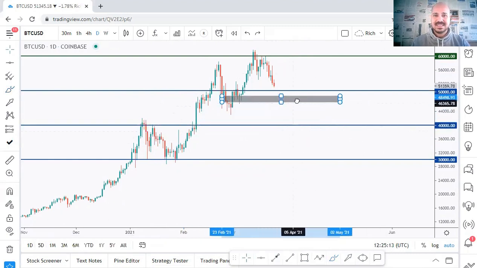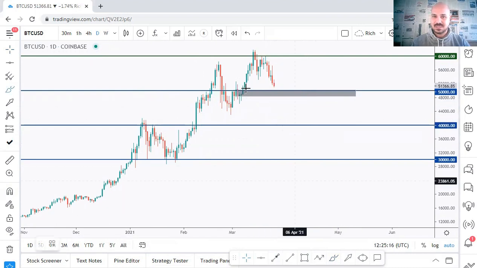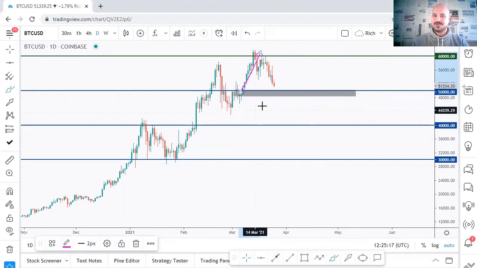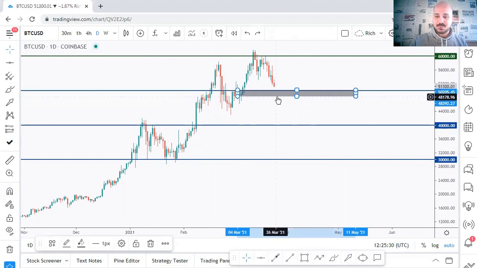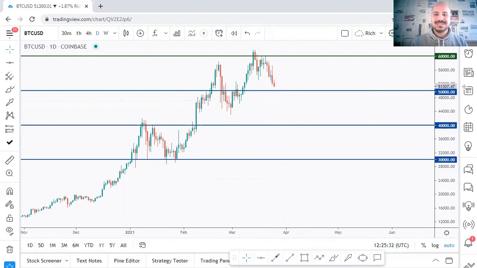Next, we have a demand area here as price made what? An aggressive movement upward from it. Great. So now by simply drawing our round numbers and supply and demand zones, we are getting an idea about what might happen next and where the price might find support and resistance, right? Or what we call key rejection areas.